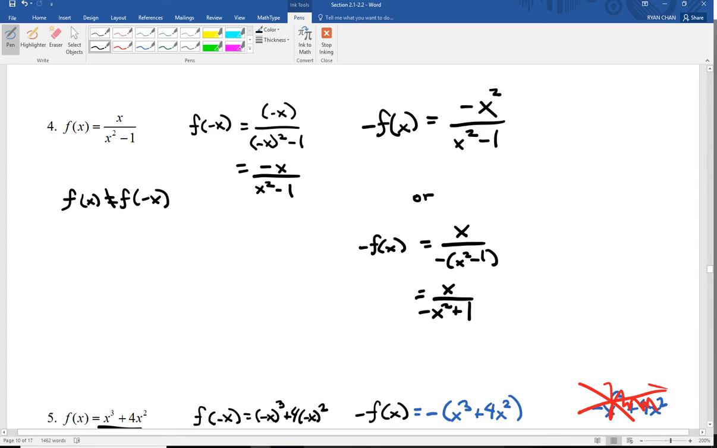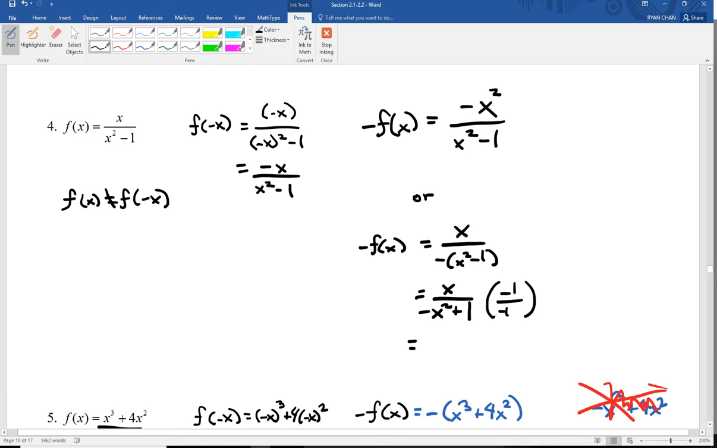Now, initially it doesn't look the same, obviously. So you think negative f of x doesn't equal f of negative x. You do have to be very careful because there are problems that can be a little bit tricky. Make sure you simplify your signs as much as possible so you can see if they align or not. They may look different, but I notice the signs are all opposite of each other. So one thing I could realize is, what happens if I multiply top and bottom by negative 1?